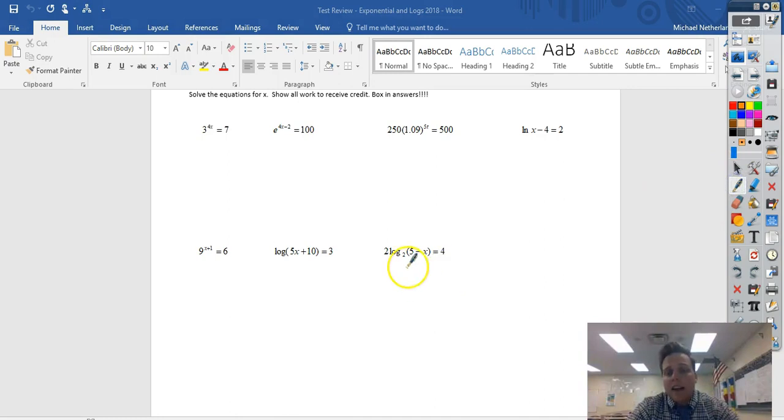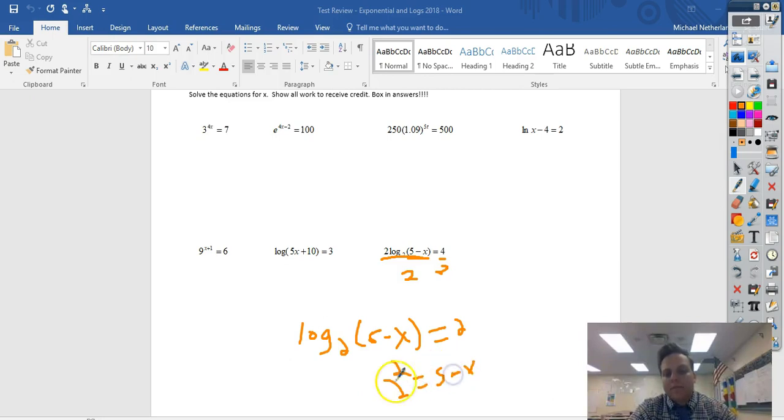This 5 minus x is trapped inside the log, but I can get rid of the 2 first. So I need to divide everything by 2. Now I have log base 2 of 5 minus x equals 2. Now that I have the log by itself, I can change to exponential form. So I can say 2 raised to the 2 equals 5 minus x. Okay? So this is 4. So I have 4 equals 5 minus x.